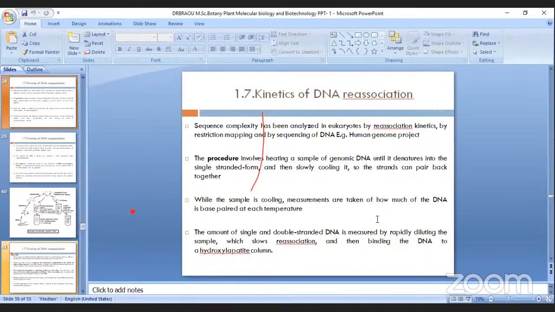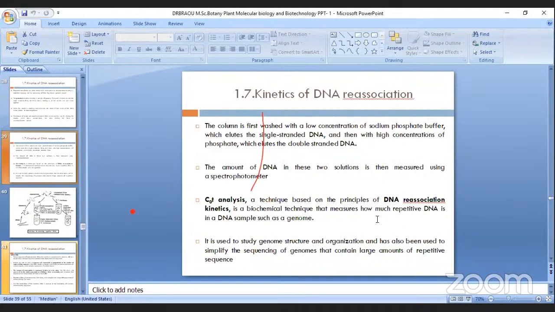The amount of single and double stranded DNA is measured. How do you measure the amount of single and double stranded DNA? You measure it by rapidly diluting the sample. By rapidly diluting the sample, it slows down the reassociation of the DNA, and then you bind the DNA to a hydroxylapatite column. So in the hydroxylapatite column, you bind the DNA and you slow down the reassociation by diluting the sample.